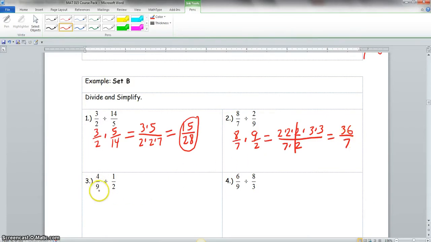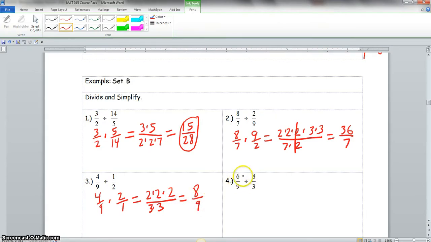Now we come here to number 3. Same process. This first fraction stays the same. Division becomes multiplication, and we take the reciprocal of the second fraction. Now the prime factorization of 4 is 2 times 2, and then we multiply it by that third 2 here. Prime factorization of 9 is 3 times 3, and since it's times 1, we'll just leave it 3 times 3. They have nothing in common, so your numerator is 8, your denominator is 9.